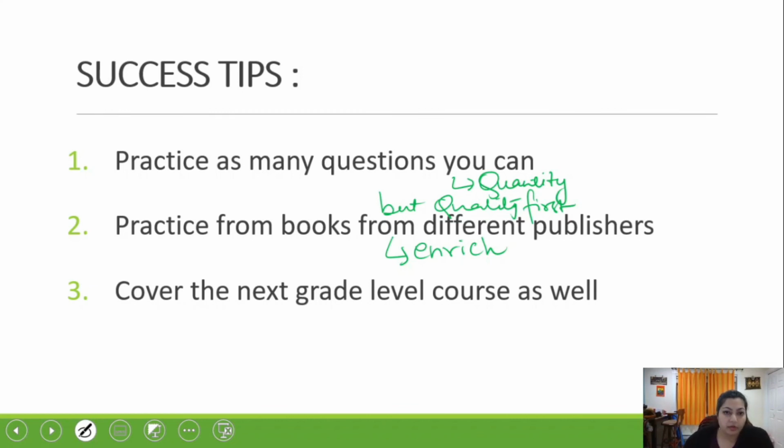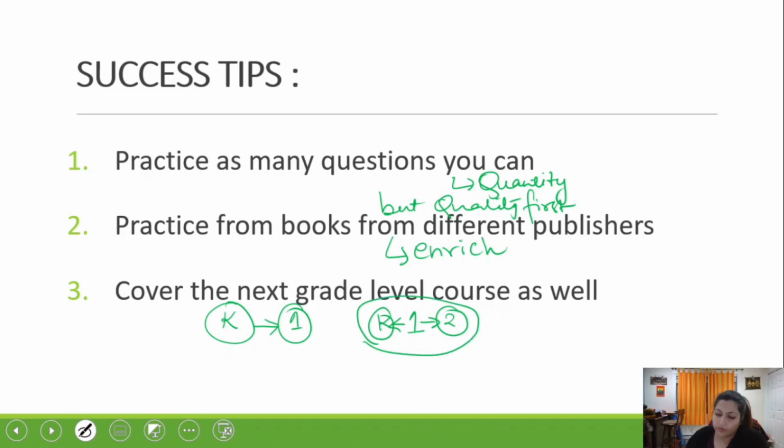And then cover the next grade level course as well. So if you are giving the exam for kindergarten, I would do first grade. If you are preparing for first grade, I would start from kindergarten and then do the second grade as well, to get a full coverage of the course.